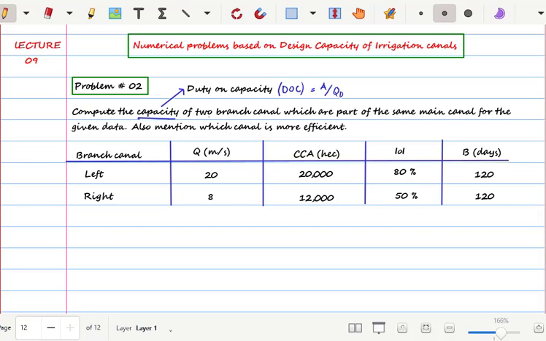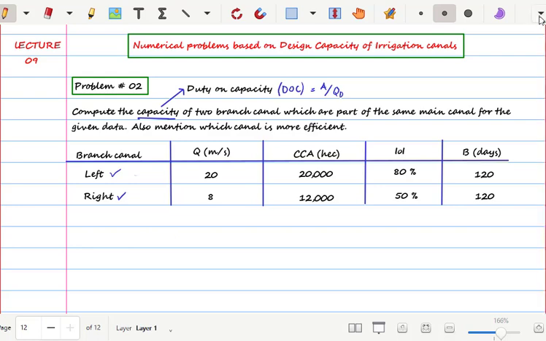So let's move forward. Here are two branch canals, which are part of the same main canal. For the given data, we also need to say which canal is more efficient. Actually, we need to find two things. First is the capacity, and second, after finding the capacity of the two branch canals, left and right, we need to compare them and state which one of these two canals is more efficient. So the first thing we need to do is find the capacity or duty on capacity of both canals, right?